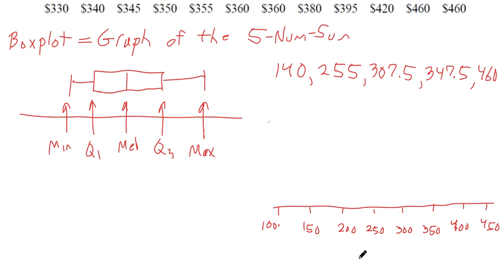Now, this is the cost, or the money, and we're going to make a graph, so we should have a title. So this is textbook costs. So title for the plot, and then we can put our values in. 140 is a little bit south of 150, so right there. 255 is right above 250, so right there. 307.5 is a little bit above 300. 347.5 is a little bit below 350. And then 460 is a little bit right there. So 5 vertical lines.